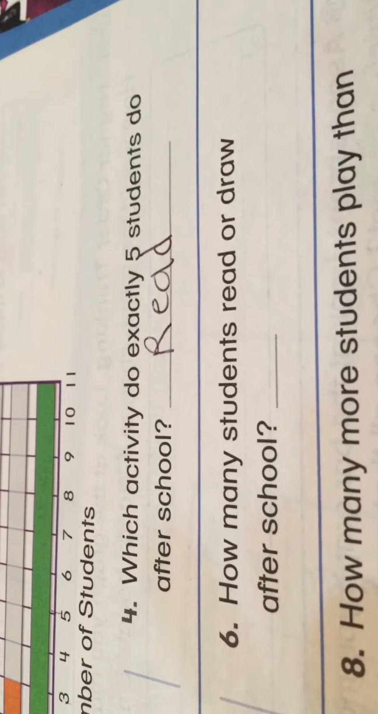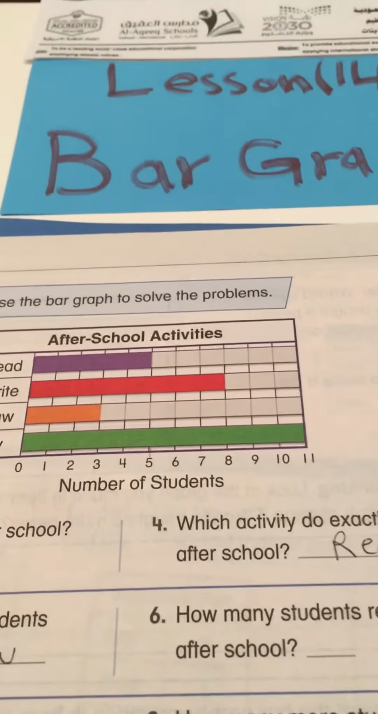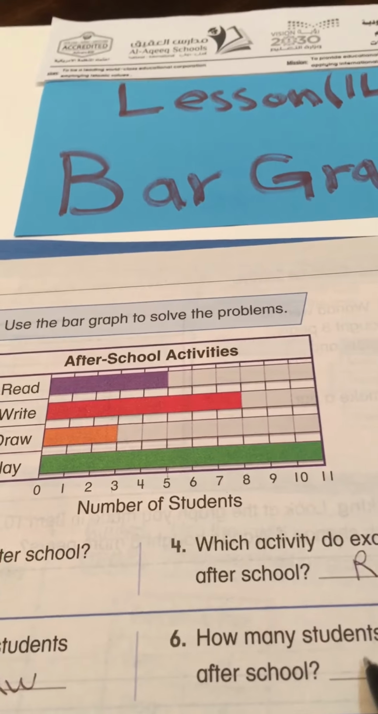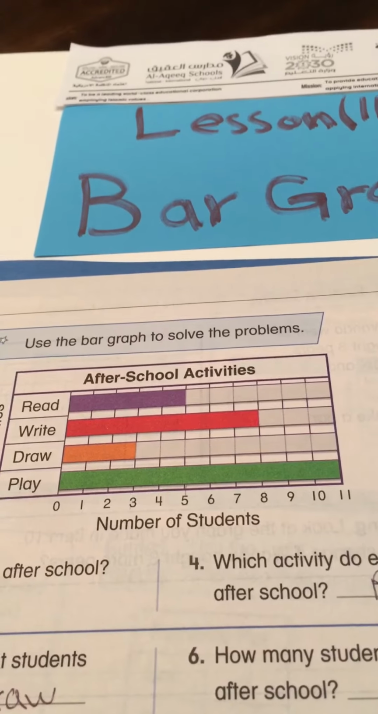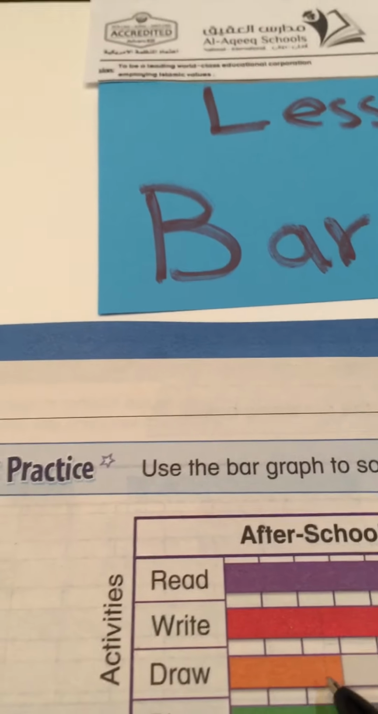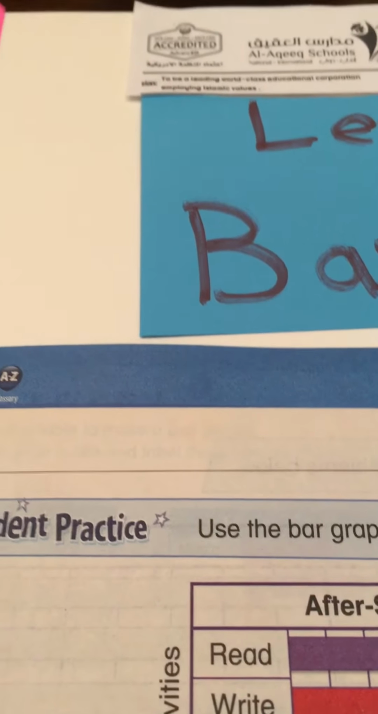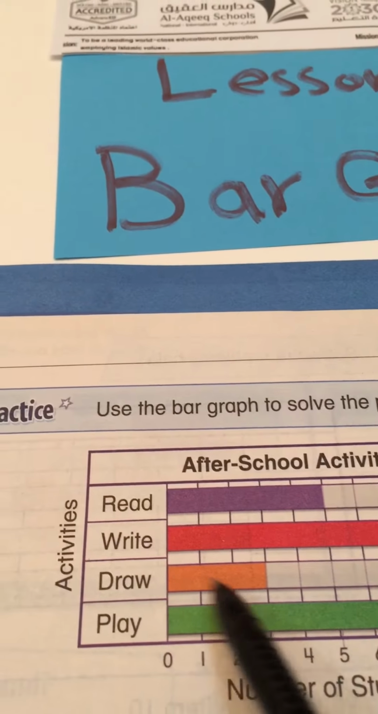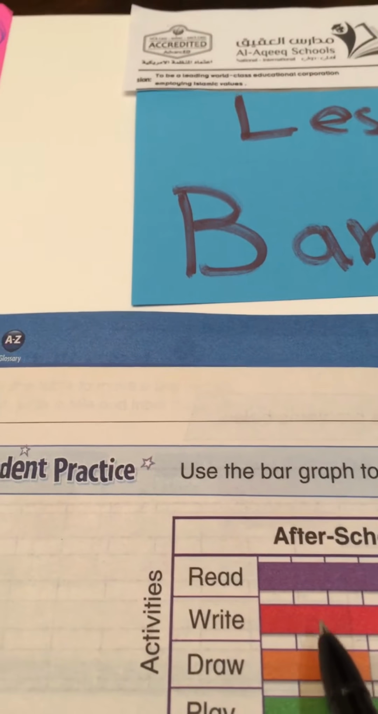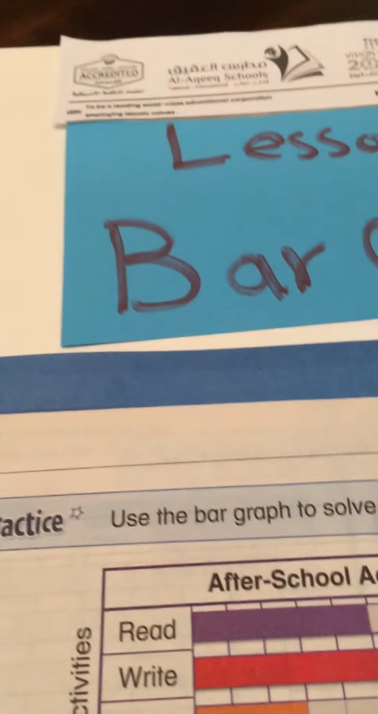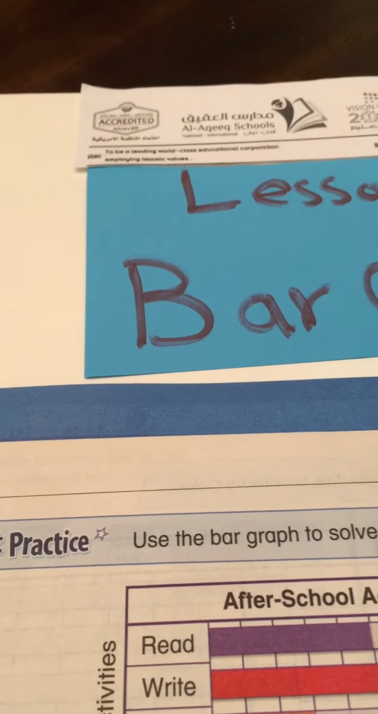How many students read or draw after school? That means they want us to see how many students read or draw after school. Look at the reading. Drawing is 3 students, and reading is 5 students. So how many students read or draw after school?